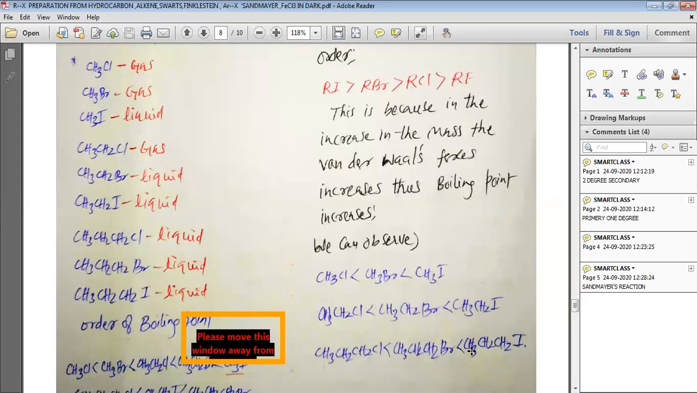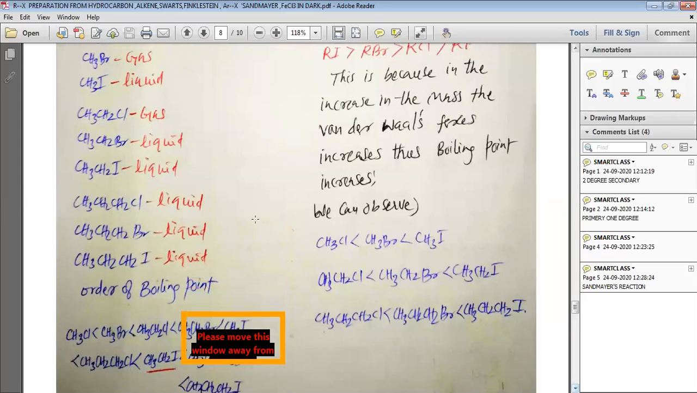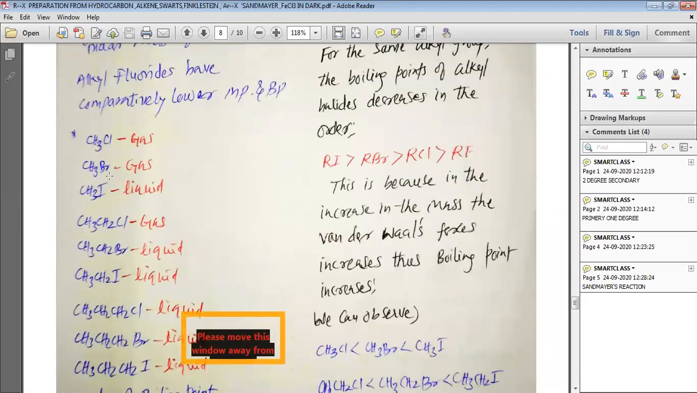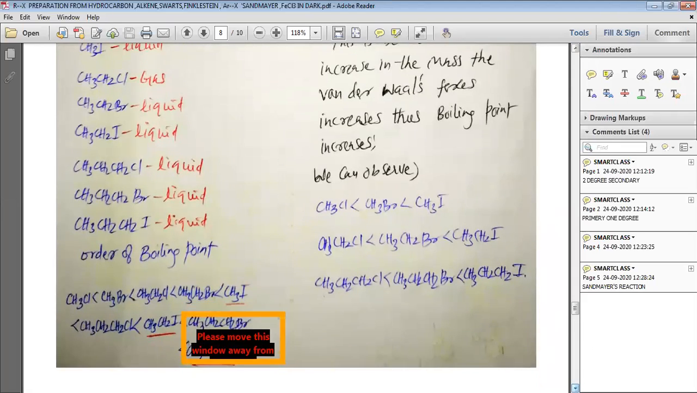CH3CH2CH2Cl is liquid. So when the number of carbon becomes 3, even chlorides have started to become liquid. CH3CH2CH2Br is liquid. CH3CH2CH2I is liquid. So even if there is one iodine present, the physical state is liquid. None of the iodide compounds are gases. But if you have one bromide or one chloride with one carbon, they are going to be gases. So this is how, my dear students, we understand the physical state.